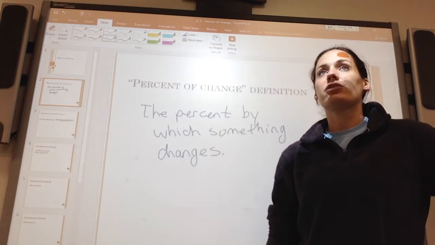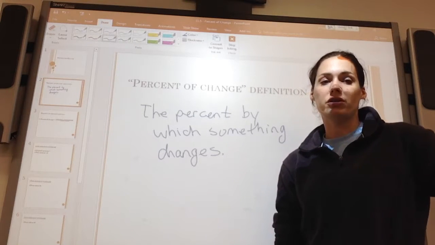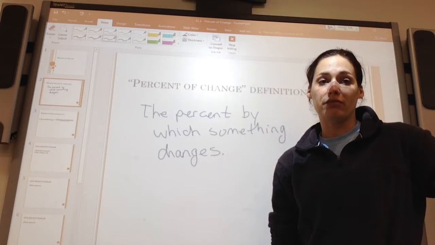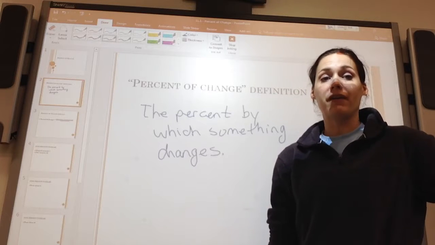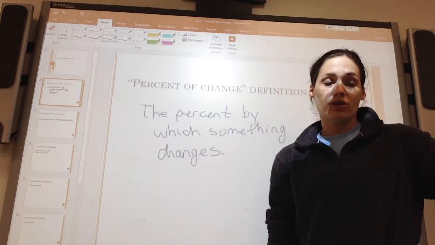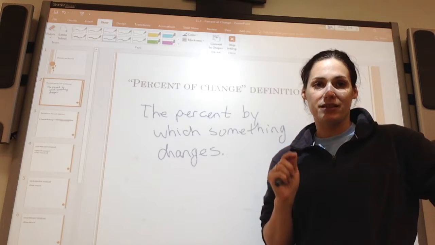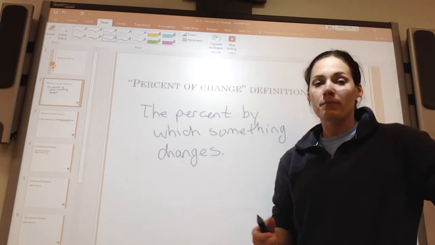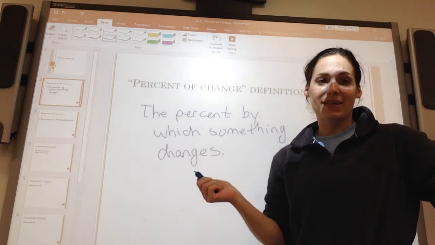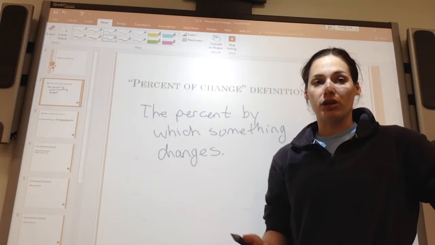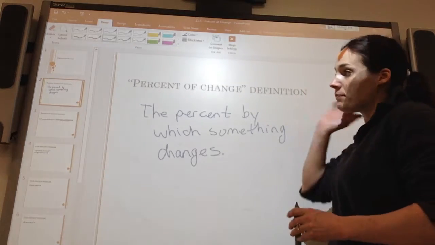Let's say during your 6th grade year you grew a total of 2 inches. So you went from being 5 foot to being 5'2". So you grew by 2 inches, but that's a measurement amount. Percentage-wise, it's what percent did you increase your height by, not how much did you grow. So there's a difference between those two things.